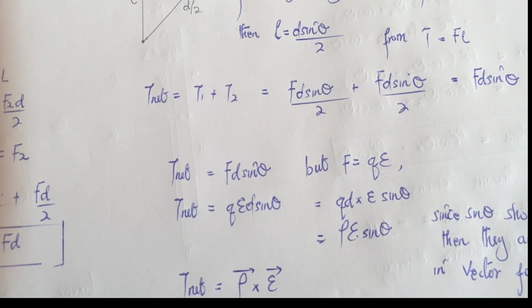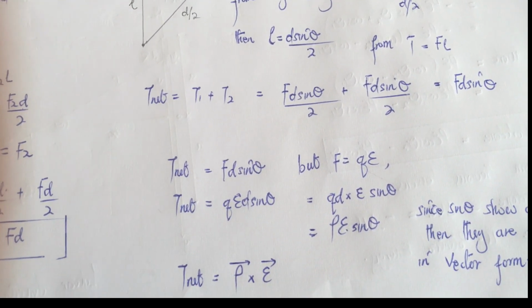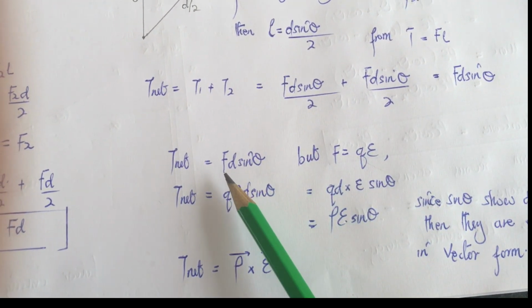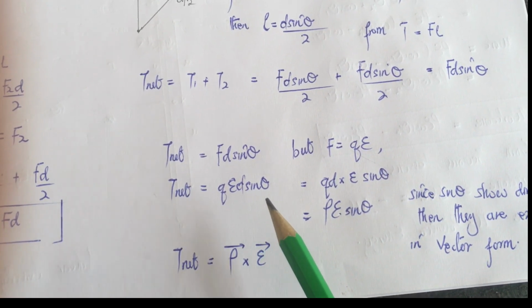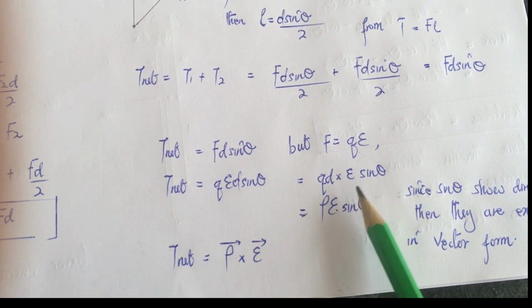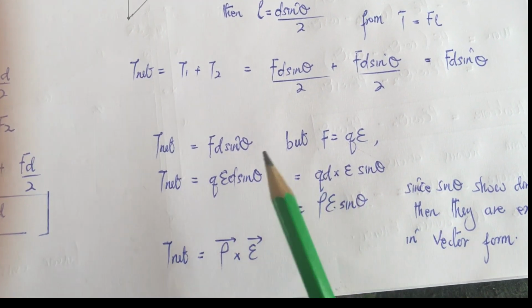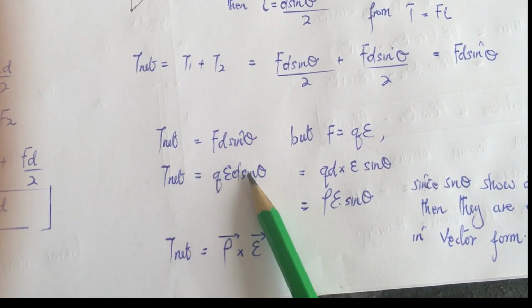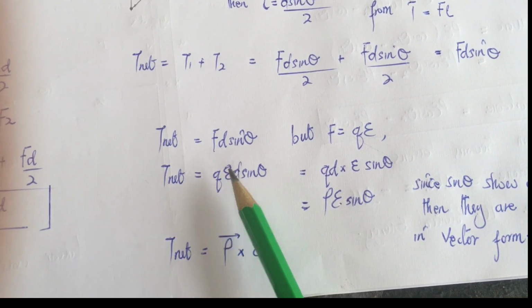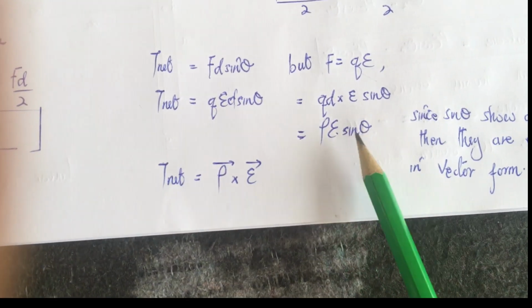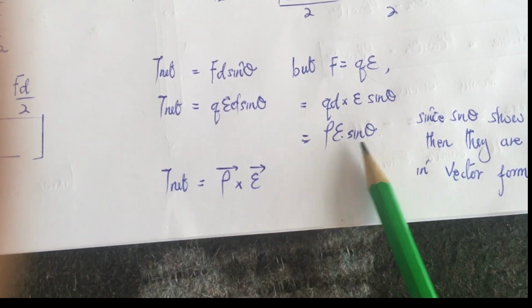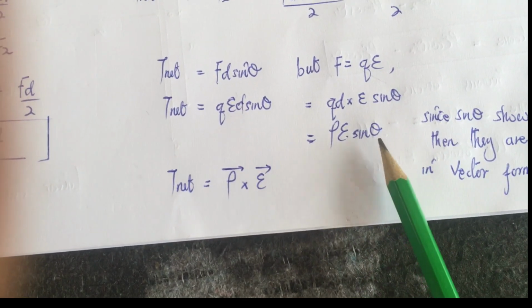But what is our F? Our F is QE. So we substitute F with QE, and now we have QED sine theta. But what is QD? QD is the moment. So we have the moment times E sine theta. This is the derivation of the formula.